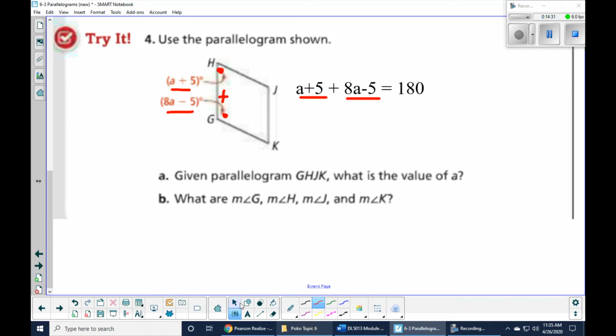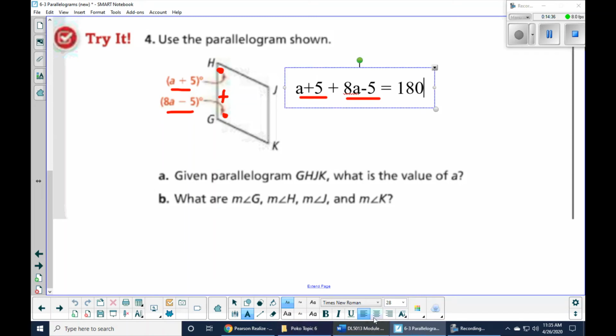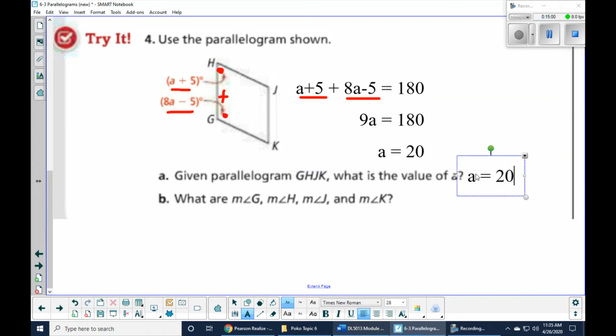We add them together. Now we got to combine our like terms. Okay, so let's see who misses their algebra. 1a plus 8a is 9a. And then plus 5 and a minus 5, positive 5 and a negative 5, that's nothing. They cancel out. We just have 180 degrees. So we need to just divide both sides by 9, and we get a equals 20. So a equals 20 is the answer for part A.